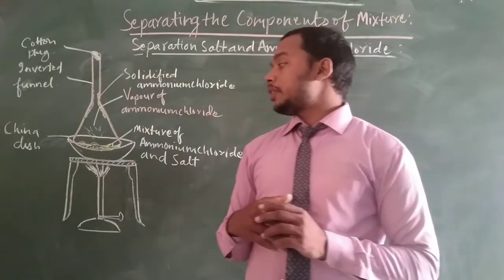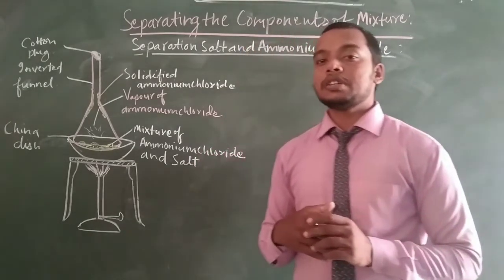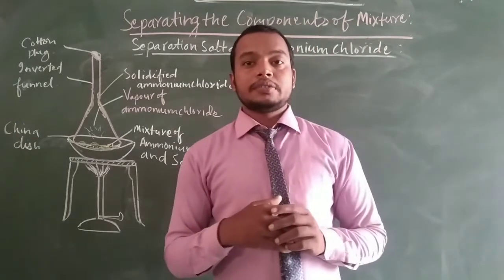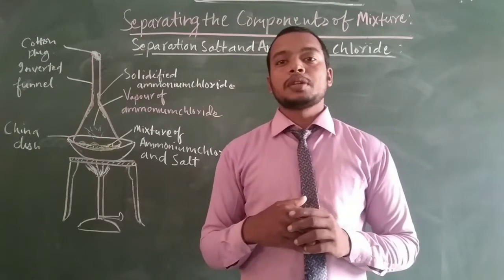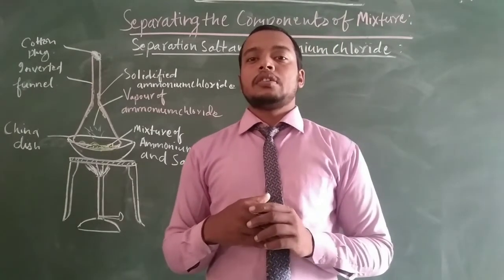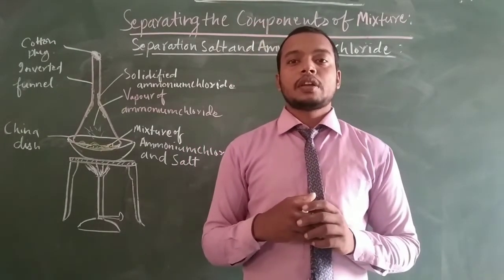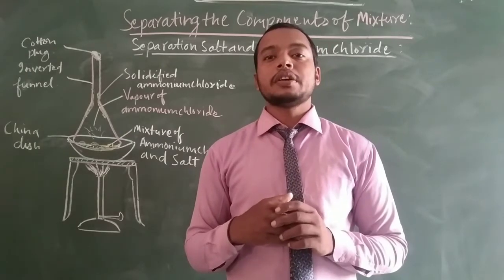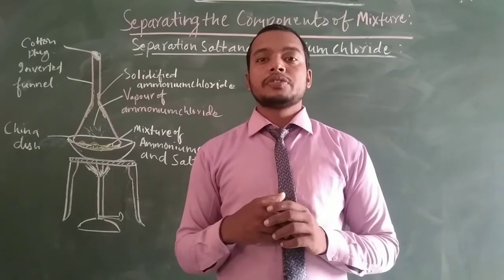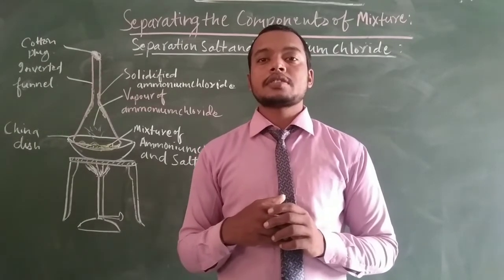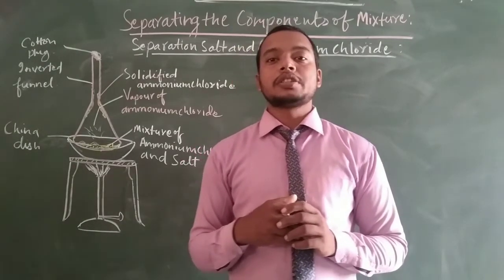In this way we separate different things which are sublime in nature, such as naphthalene balls, camphor and ammonium chloride. These are sublime in nature, and we separate them easily with the help of the sublimation process. Sublimation is the process in which a solid directly changes into the gaseous phase of matter without passing through the liquid.